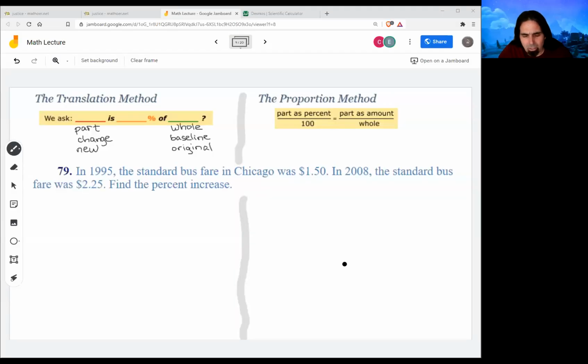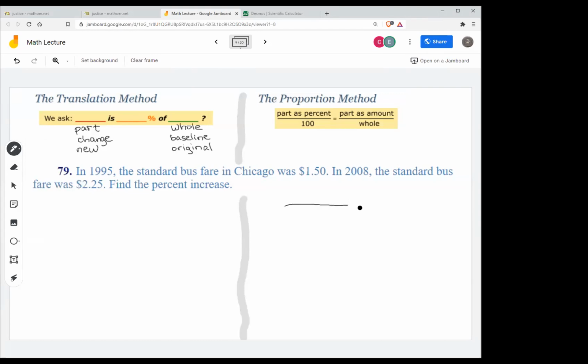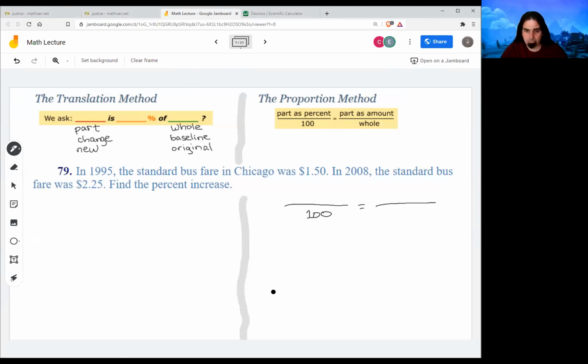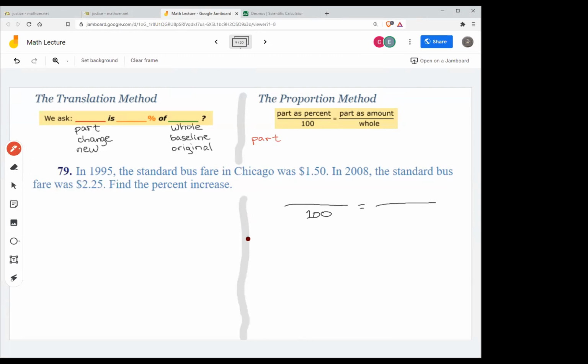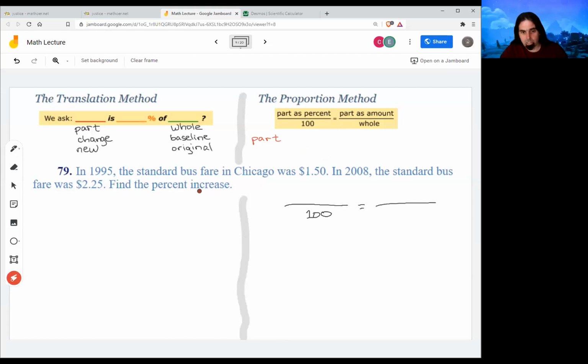Okay, should we do right-hand side again first? That's what people like. Yeah. So start with there. Okay, before we jump in, let's just put the part and the whole and the percent like a label. So what was the part for this one? $75. Yes, it's asking for the increase.